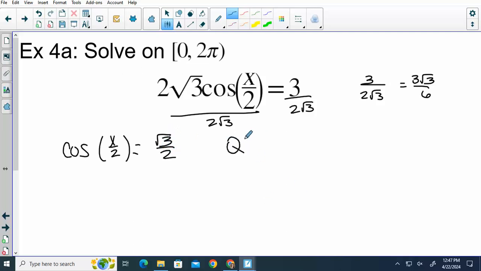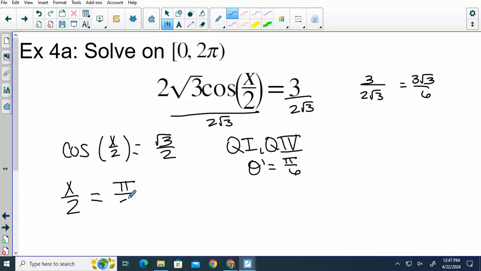Quadrants. When is cosine positive? Reference angle. We are back in radians. When is cosine radical 3 over 2? Pi over 6. So my angle, x over 2, could equal, in quadrant 1, our reference angle is our angle. In quadrant 4, double minus 1, or if you're looking at your circle, 11 pi over 6.